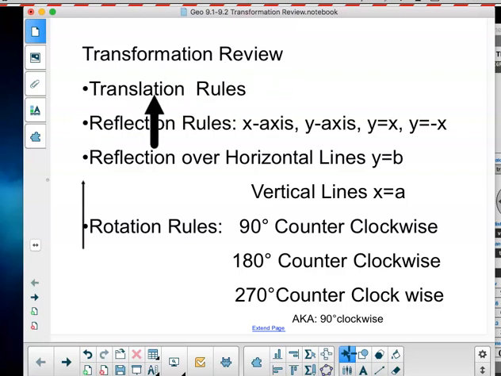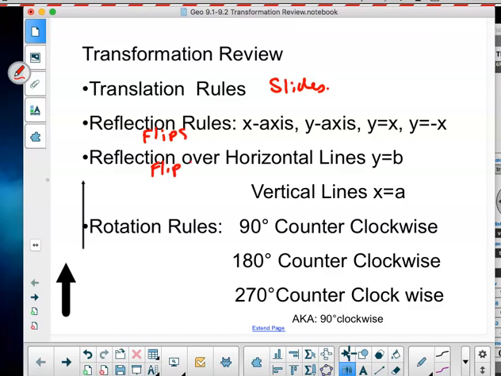Transformation review. We're going to talk about translation rules, that's slides. Reflection rules, those are flips. Reflection over horizontal lines, still flips, and rotation rules with their turns. So these are slides, these are flips, and these are turns. Keeping in mind, we went through these prior to our 2-week break, and we're going to review them again just to make sure you get them.